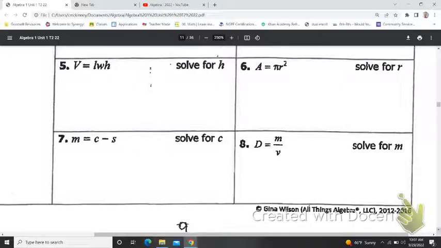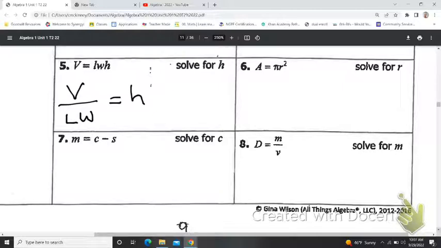So hopefully you came up with V over, I'm going to go ahead and make the L a capital, LW is equal to H. So I'd have to divide by both of those. Once you get the hang of these, in a lot of ways they're actually a little bit easier because there's no worries about doing the arithmetic wrong.